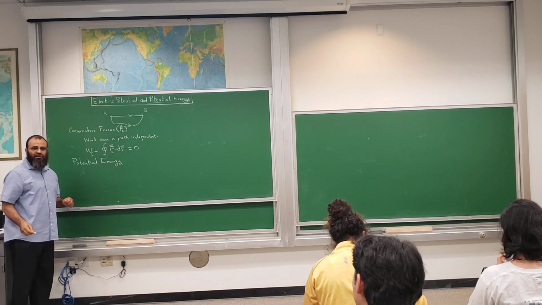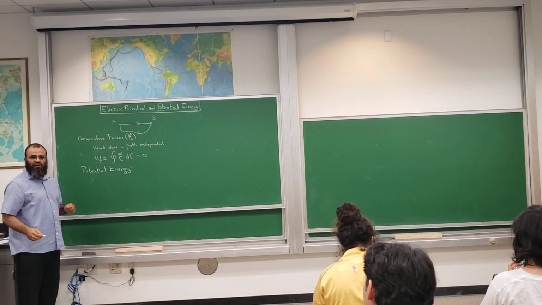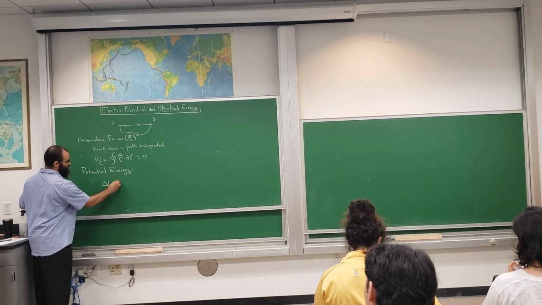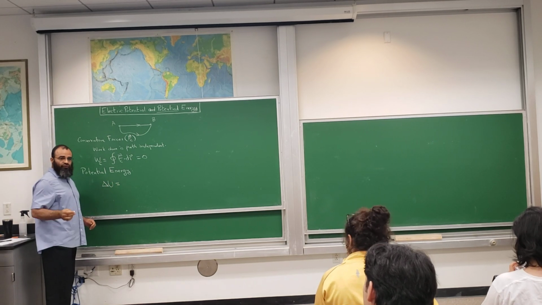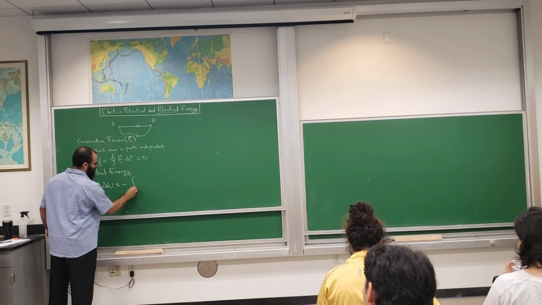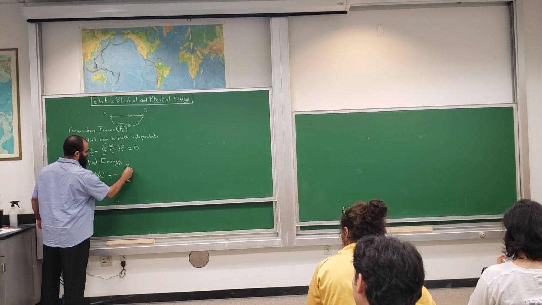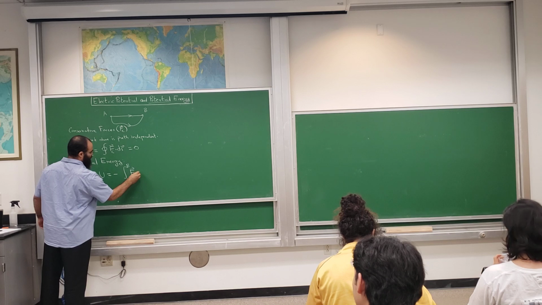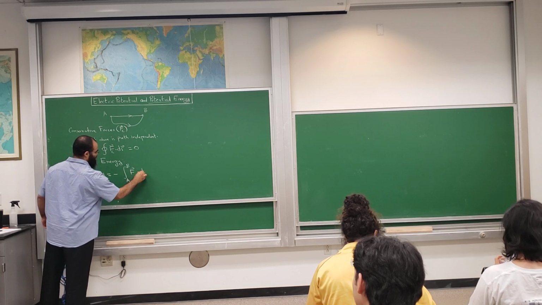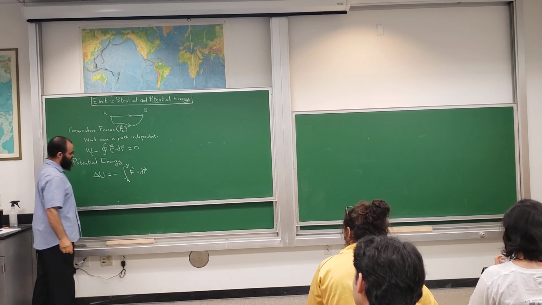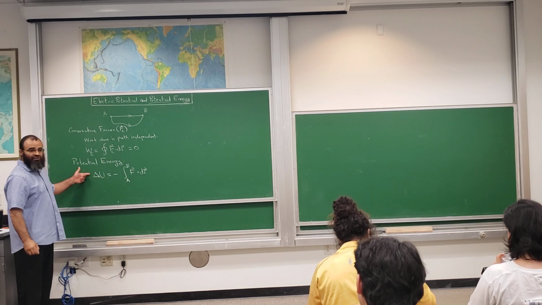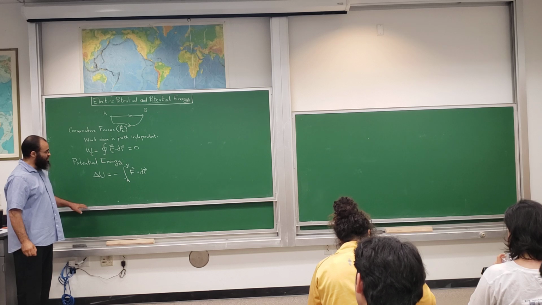As you know, potential energy has the symbol U. The change in potential energy, delta U, is defined as follows. You need a conservative force to define a potential energy, and it's equal to minus the integral from point A to point B of that conservative force dotted with displacement. That's the change in potential. This is the definition of the change in potential.